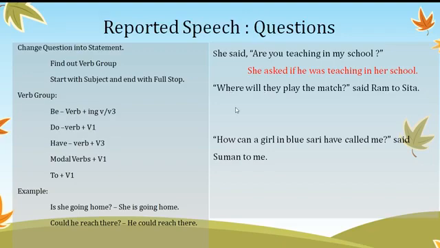WS question, WS words only. Let it be. Ram asked Sita where. Don't use anything. Now you have to change into the verb group. Will is the modal verb. You already know, I'm showing here. Modal verb always takes V1.